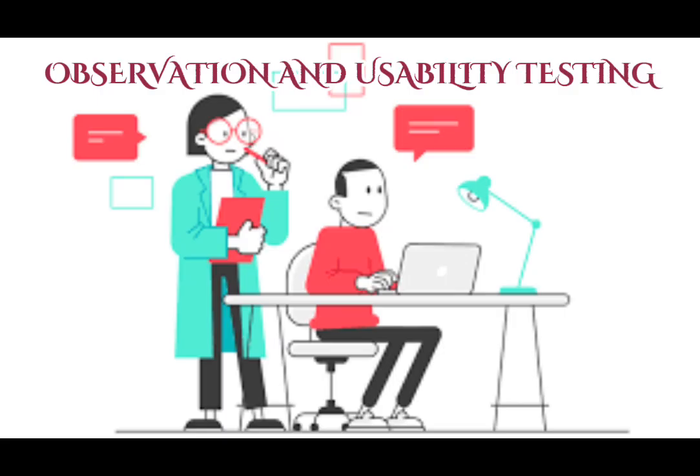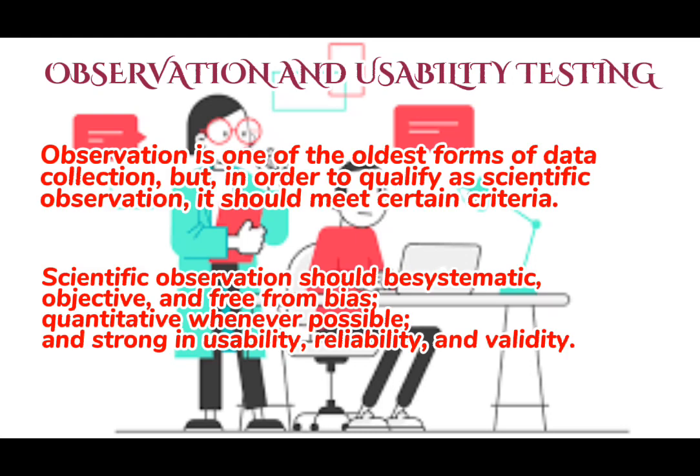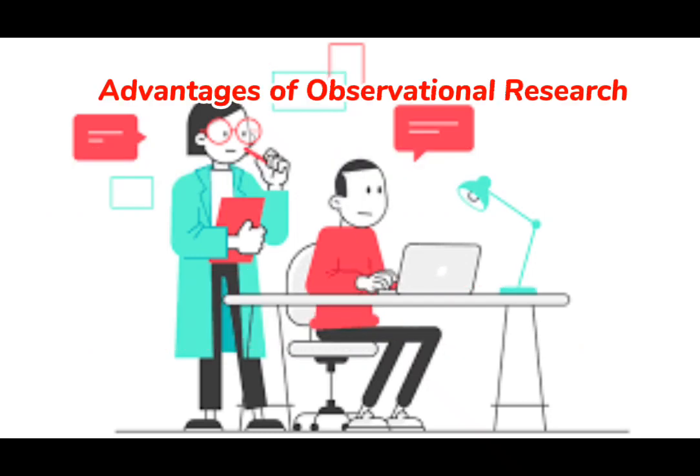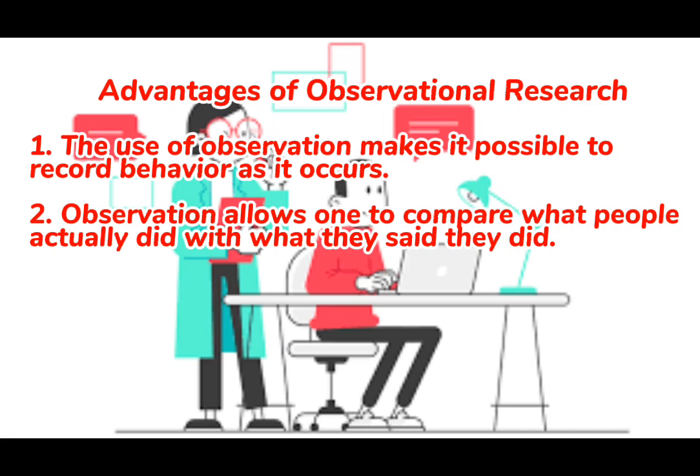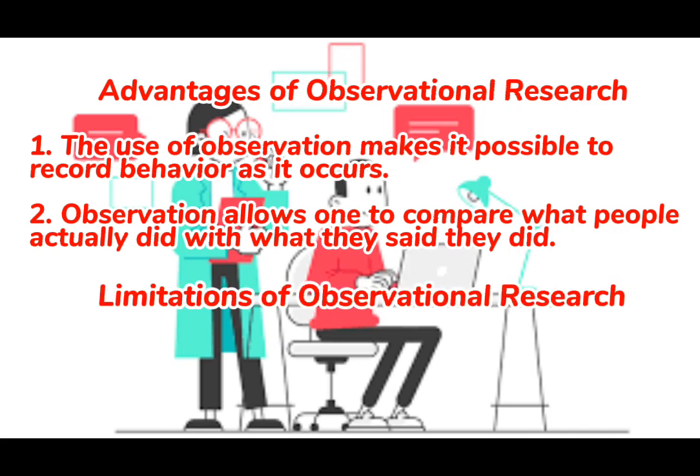Observation and usability testing. Observation is one of the oldest forms of data collection, but in order to qualify as scientific observation, it should meet certain criteria. Scientific observation should be systematic, objective, and free from bias, quantitative whenever possible, and strong in usability, reliability, and validity. Advantages of observational research. Limitations of observational research.